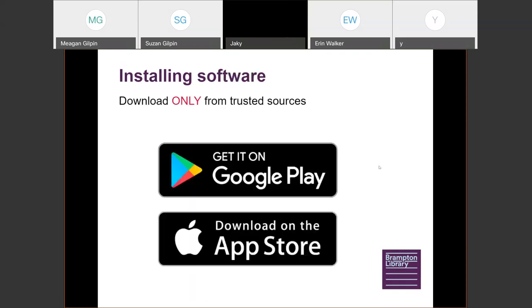In terms of installing software only from trusted sources, the best places are just to go to the Google Play Store if you're on an Android, or your App Store if you're on an Apple device. So take steps to minimize the chance of installing poor quality software by doing this.